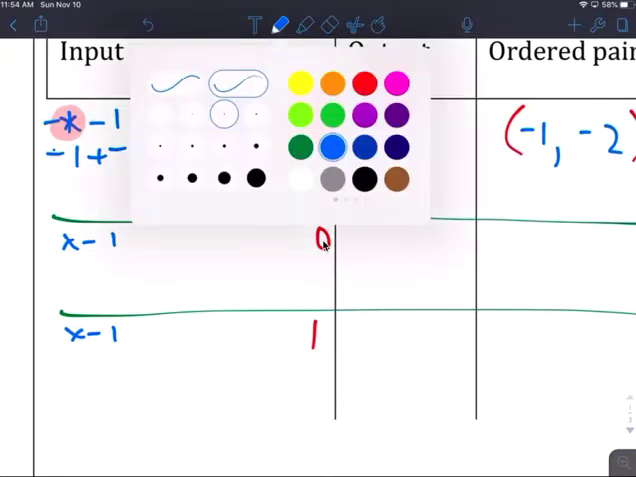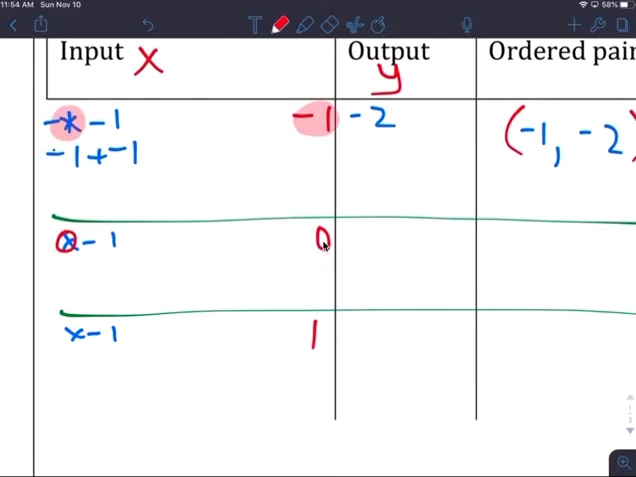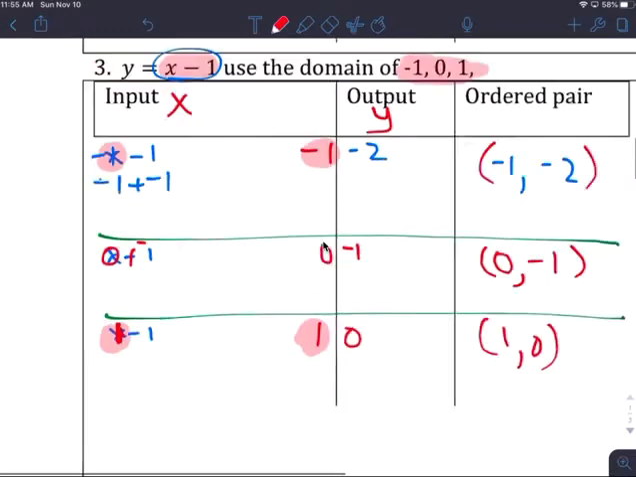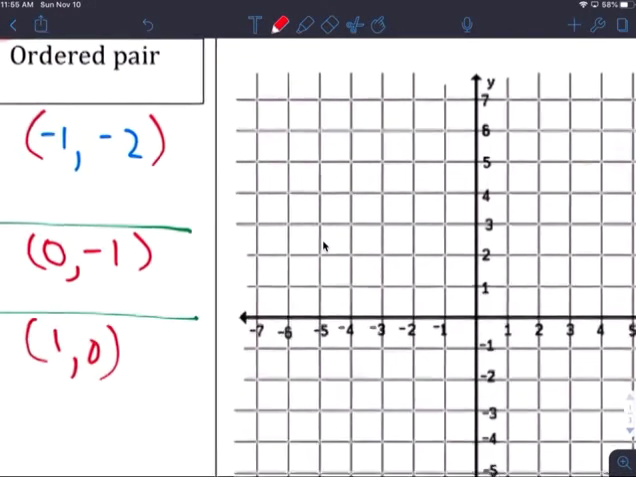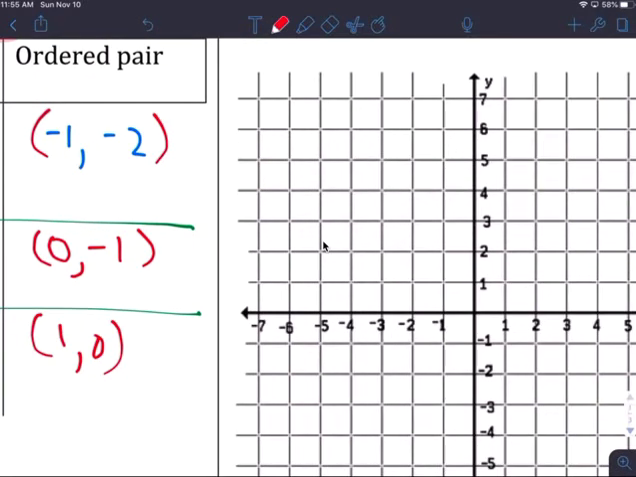Okay, and then the next one you put 0 in there. Additive inverse, 0 plus -1 is -1. So your ordered pair is 0, -1. Okay, next one is you put 1 into there. But 1 minus 1 is 0, so this is 1, 0. Should be linear because there's no exponents. -1, -2 right there. 0, -1 right there. That's your line there. Okay?